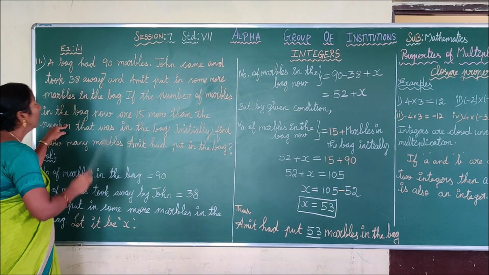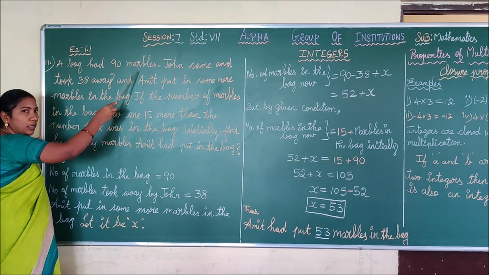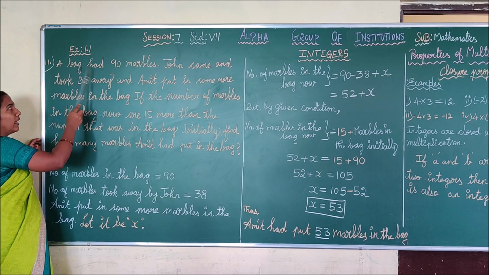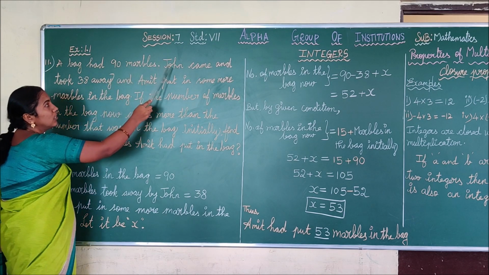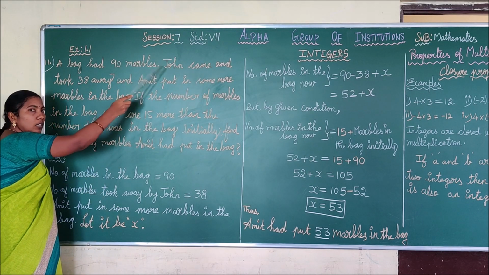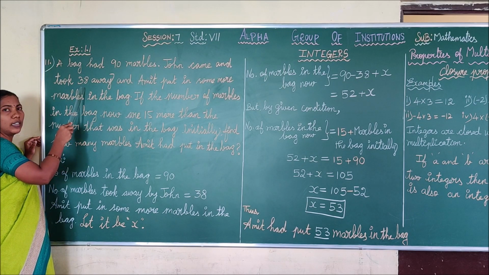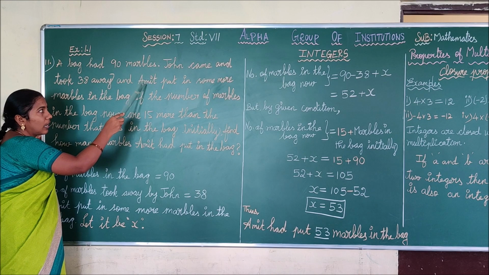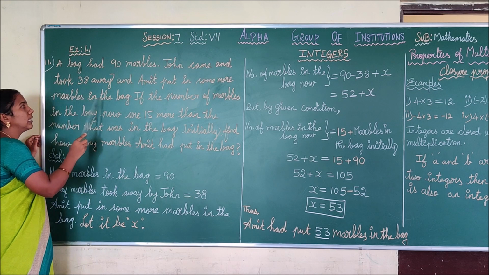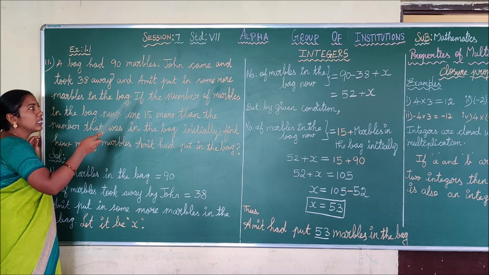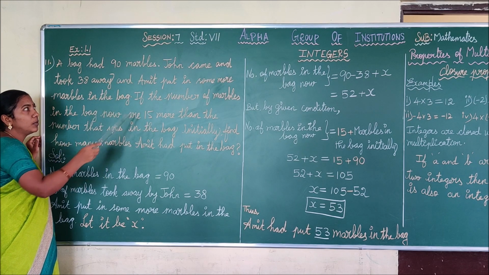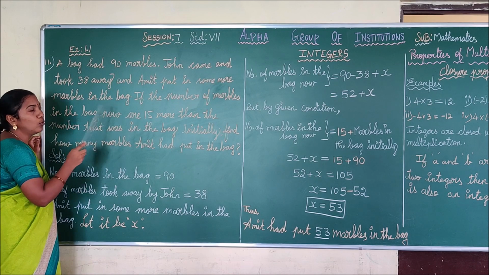See the question. A bag had 90 marbles, that is, marbles means small glassy balls. A bag had how many marbles? 90 marbles. John came and took 38 away. That is, the person John came and took away how many marbles, children? 38. And another person came now, that is Amit. Amit put in some more marbles in the bag. They did not mention the number of marbles that Amit put in the bag. We have to note that point.